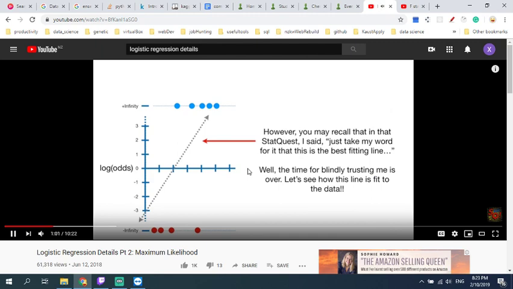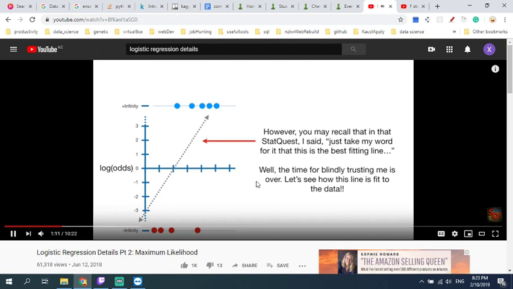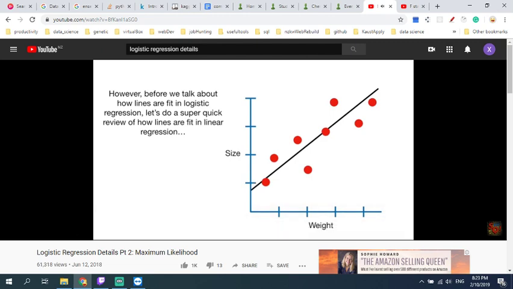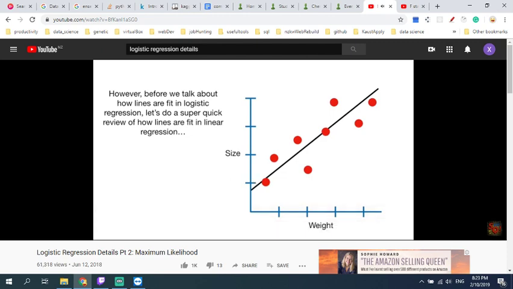However, you may recall that in that StatQuest I said, just take my word for it that this is the best fitting line. Well, the time for blindly trusting me is over. Let's see how this line is fit to the data. However, before we talk about how lines are fit in logistic regression, let's do a super quick review of how lines are fit in linear regression.